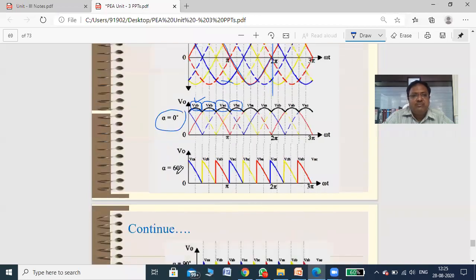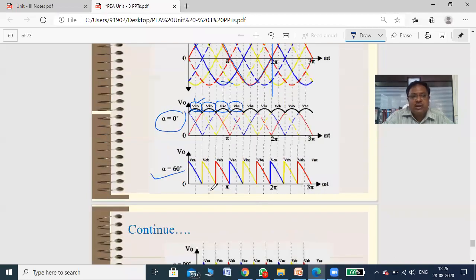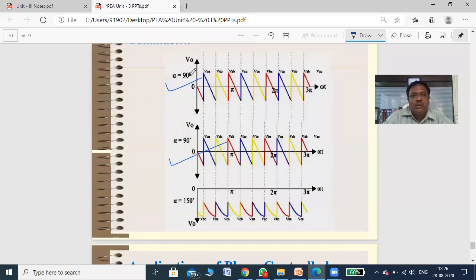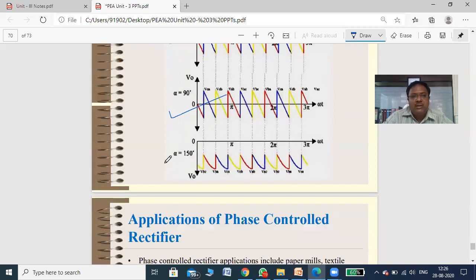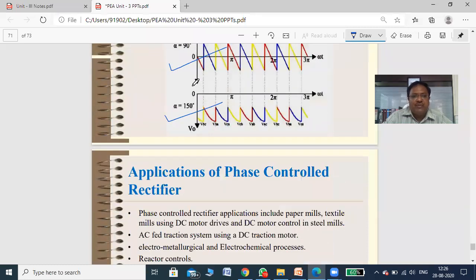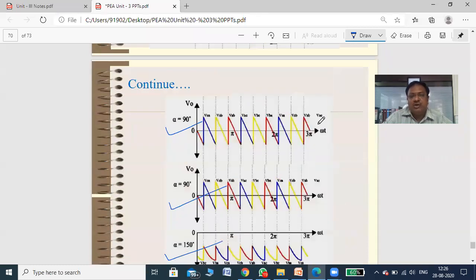So as you increase the firing angle, alpha equal to 60, it will look like this, then 90, then again as shown, and then alpha equal to 150. If alpha equals 90, the output equals 0. If alpha is greater than 90, you will get an inversion operation.